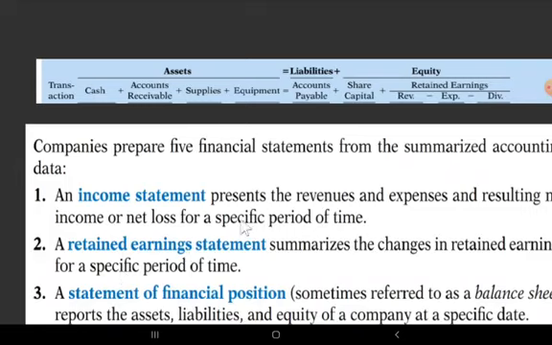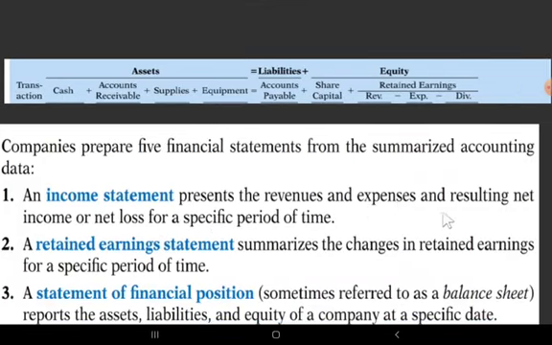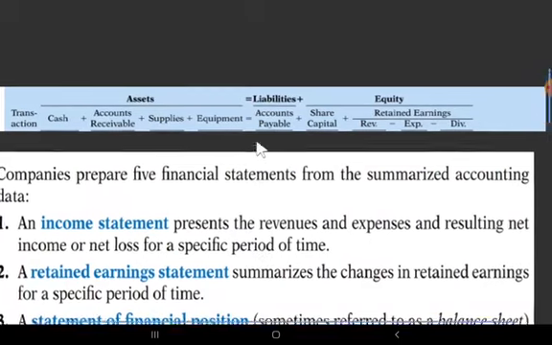Income statement is the way that we present the revenue and expense and the resulting net income or net loss for a specific period of time.